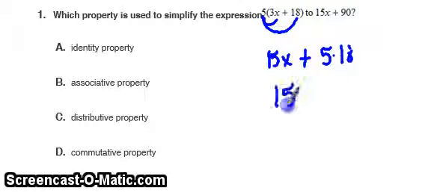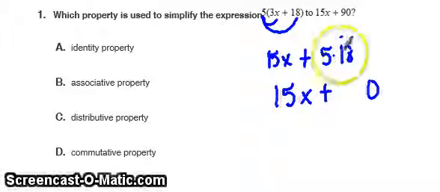5(3x) means 5 times 3x, that's 15x. And then 5(18) is 5 times 18. So we've got 15x plus 5 times 8 is 40. Carry your 4. 5 times 1 is 5 plus 4 is 9, so 90.